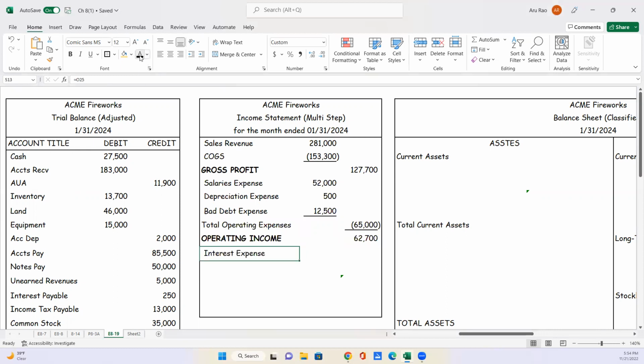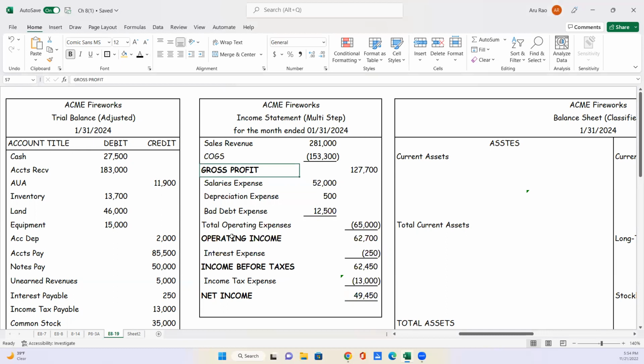Next, I will list my interest expense. And with this, I will now come up with the income before taxes. I still have another major expense to deal with. So before taxes, I have 62,450. Finally, I list my income tax expense to arrive at my net income number. So I have income before taxes less income tax expense gives me my net income. So what you see over here is we have gross profit, income from continuing operations or operating income, income before taxes, and the net income.